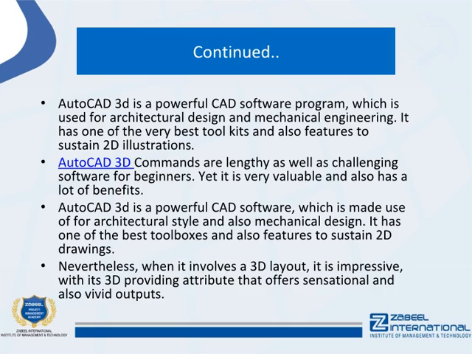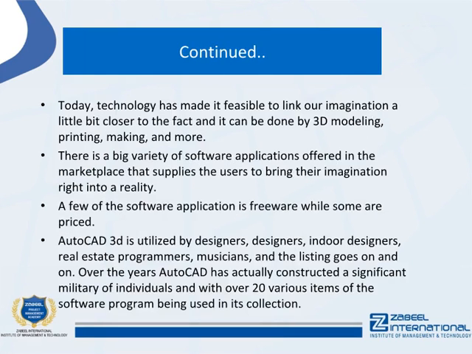AutoCAD 3D is a powerful CAD software, which is made use of for architectural style and also mechanical design. It has one of the best toolboxes and also features to sustain 2D drawings. Nevertheless, when it involves a 3D layout, it is impressive, with its 3D providing attribute that offers sensational and also vivid outputs. Today, technology has made it feasible to link our imagination a little bit closer to the fact, and it can be done by 3D modeling, printing, making, and more.